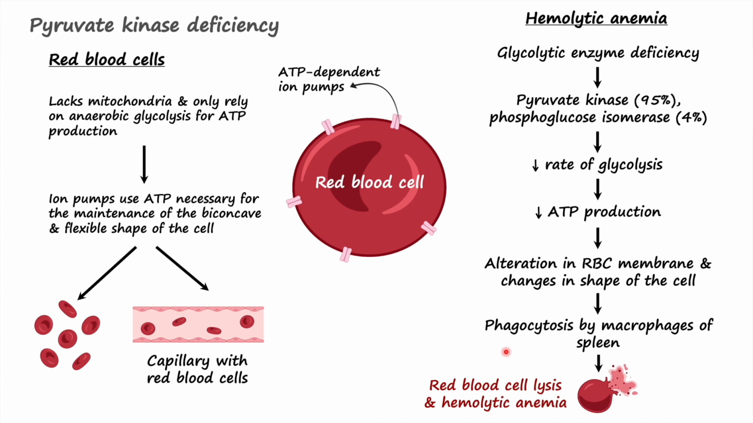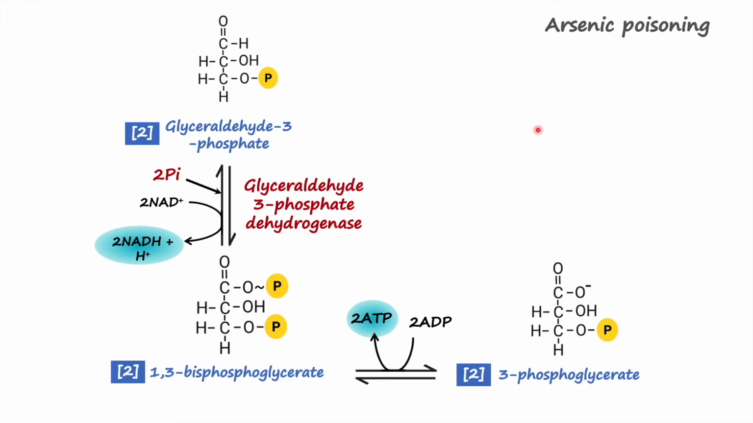When the severe form of hemolytic anemia is present, it requires regular cell transfusion in the patients. So this is something I thought is very relevant to understand the importance of these enzymes we just talked about. Now the last condition I want to discuss is arsenic poisoning.